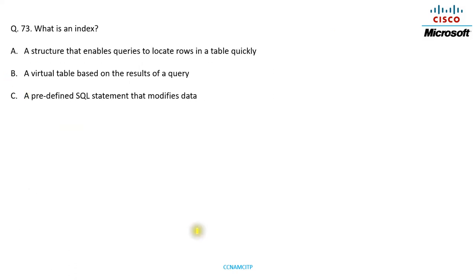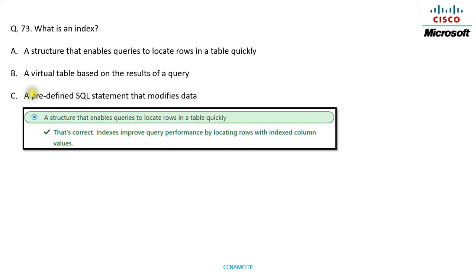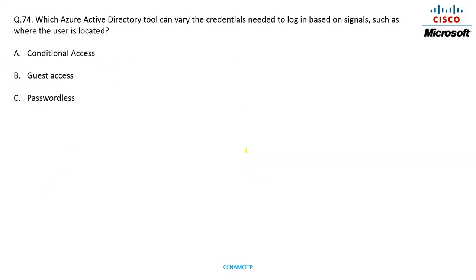Okay, and what is an index? So a structure that enables queries to locate rows in a table quickly, or a virtual table based on the result of a query or predefined SQL statement. The answer is a structure that enables queries to locate rows in a table quickly. A is your answer.